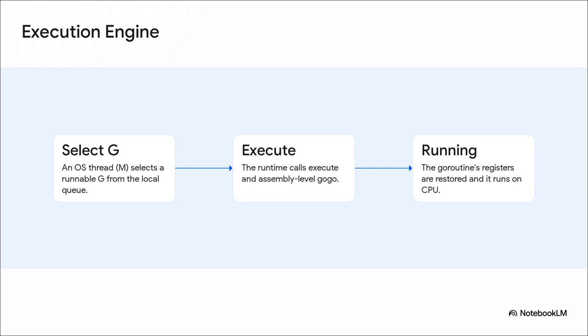An OS thread, our M, enters this loop just constantly looking for work. It selects a runnable G from its local queue and calls the execute function. Under the hood, this actually uses an assembly-level function called gogo to restore the Go routine's registers and jump to its program counter. At this exact moment, your Go code is actively running on the CPU.